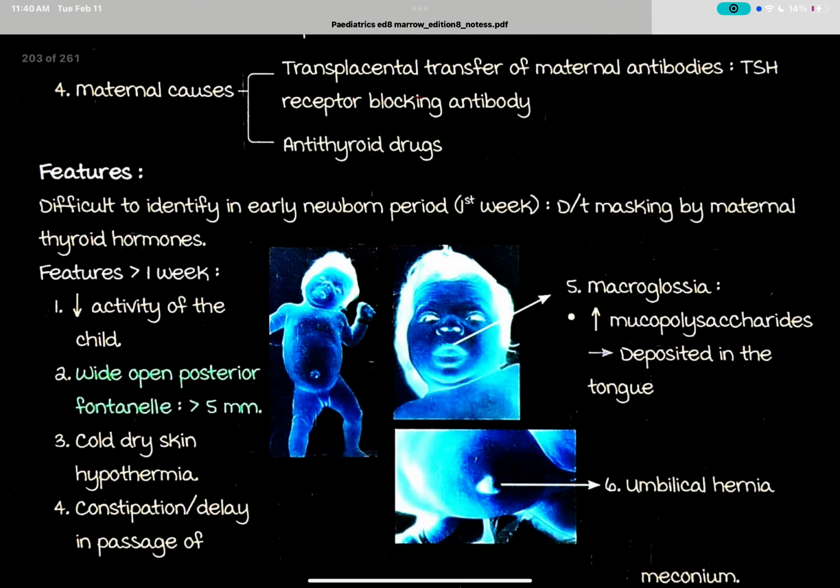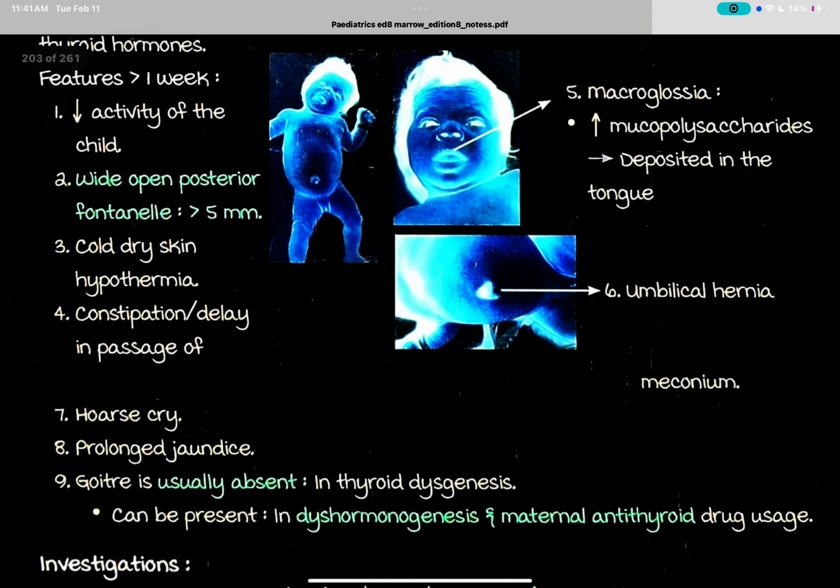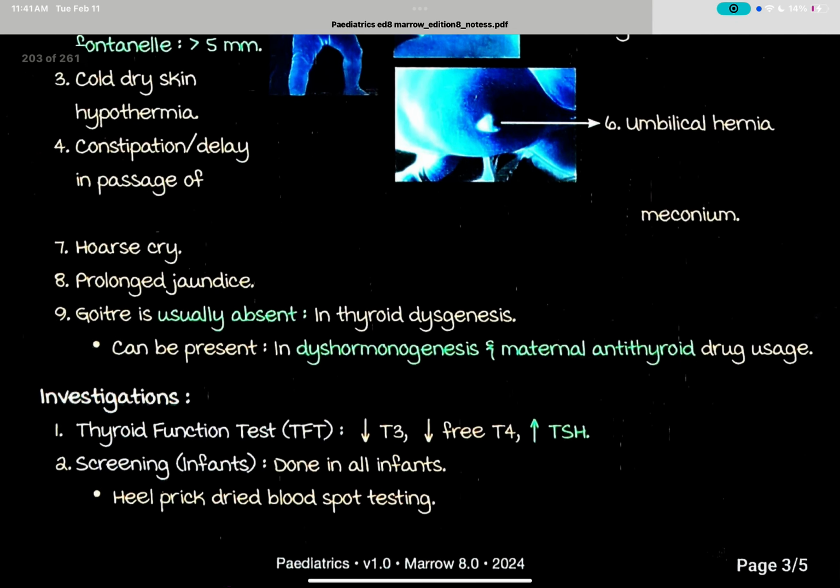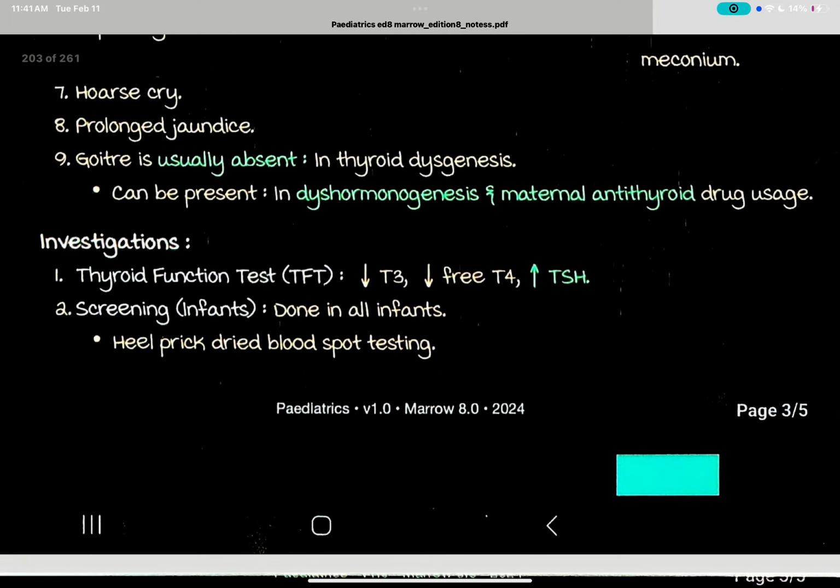Features are difficult to identify in early newborn period, the first week, due to masking by maternal thyroid hormones. After 1 week you will see decreased activity in the child, wide open posterior fontanelle more than 5 mm, cold, dry skin, hypothermia, constipation, delay in meconium passing, macroglossia due to mucopolysaccharide deposited in the tongue, umbilical hernia, hoarse cry, prolonged jaundice. Goiter is usually absent in thyroid dysgenesis, can be present in dyshormonogenesis and maternal antithyroid drug usage.